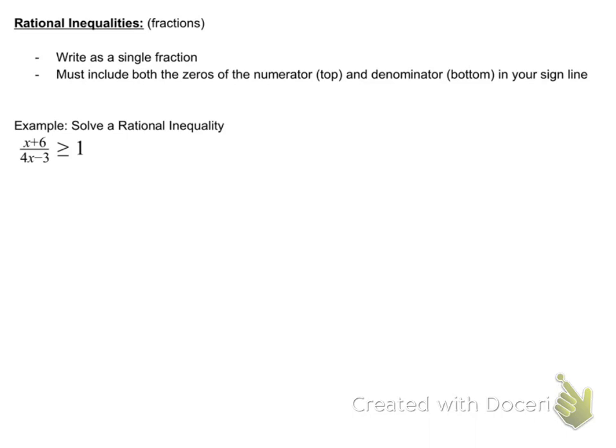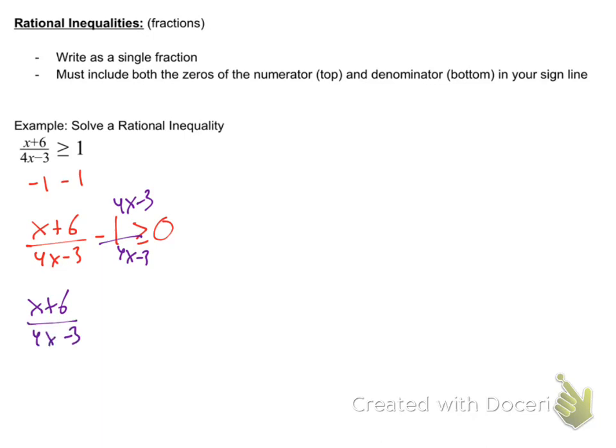But when I do this problem, I have to subtract 1 from both sides, creating x plus 6 over 4x minus 3 minus 1 is greater than or equal to 0. That means I need to have a common denominator, and the common denominator for this problem is 4x minus 3. So 4x minus 3 to the top, 4x minus 3 to the bottom, right? So I get x plus 6 over 4x minus 3 minus 4x minus 3 over 4x minus 3. Now the reason I wrote it like this is because that negative is very important, because I need to distribute that negative before I can combine them, and that is greater than or equal to 0.